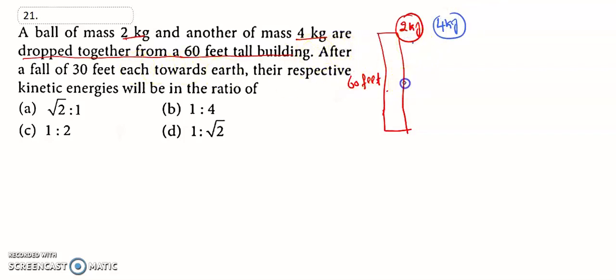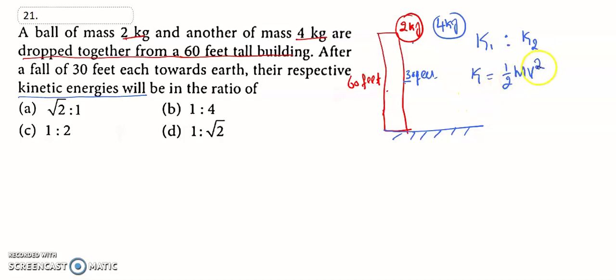After the fall of 30 feet andre half, so 30 feet alli each towards the earth. So each are towards the earth respectively. Kinetic energy. So what is their kinetic energy? Kinetic energy K1 is to what? K2 is question mark. ಹಾಗಾದ್ರೆ kinetic energy K is equal to, what is the formula, half mv square. So both, after the 30 feet towards the earth, are with the same velocity.